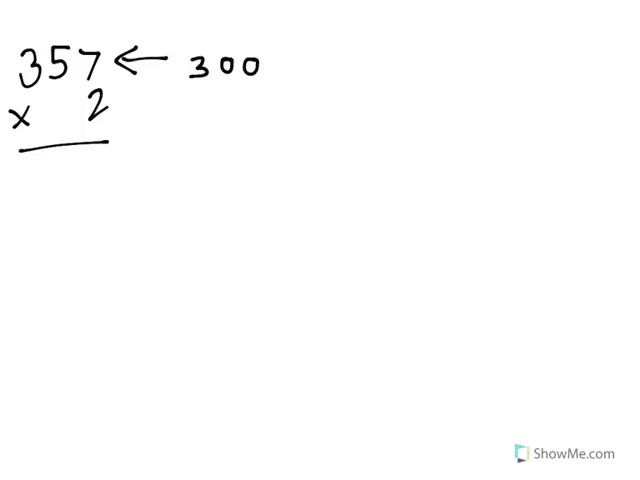So we are going to learn how to use the strategy of area model to help us multiply a multi-digit number. So let's say that we have 357 times 2. To do the area model, I take this factor and I break it up into place value, or expanded form. 300 plus 50 plus 7. Then I draw my boxes.